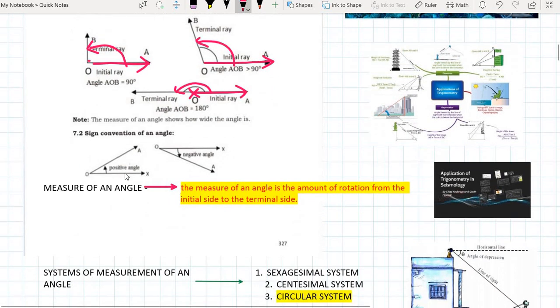Then consider the positive and negative concept. If you move in the anti-clockwise direction like this, the angle is considered to be positive. And if you move in the clockwise direction, it is negative.